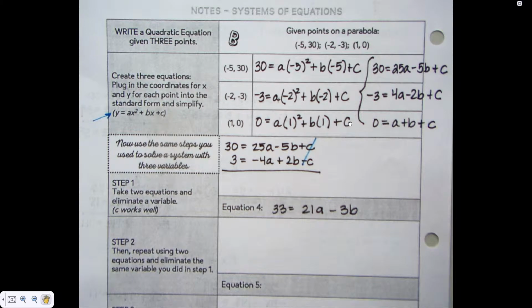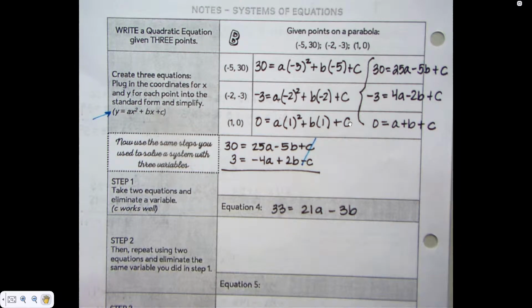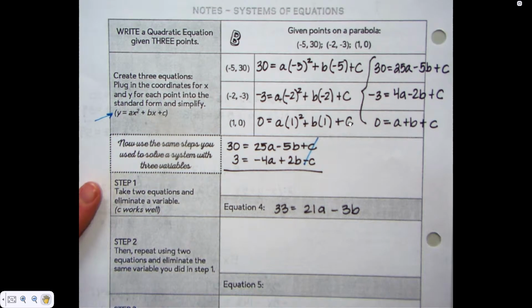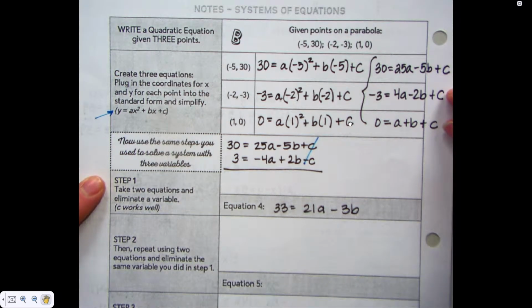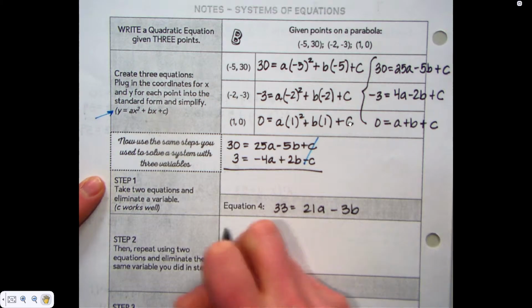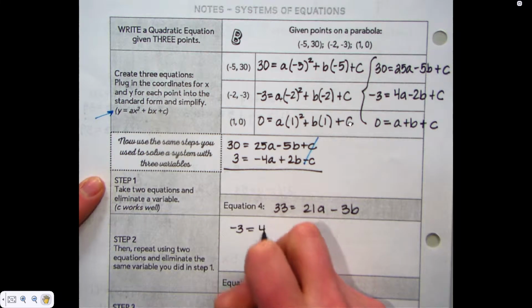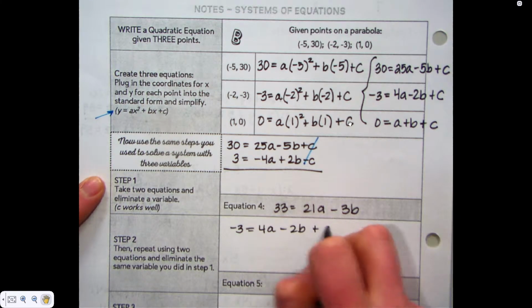It really doesn't matter the combinations that you choose because they all have that same plus c. So I went ahead and selected, just because they're close to each other, the second and third equations. So I figured it would be easy to look at. We've got -3, 4a minus 2b plus c.